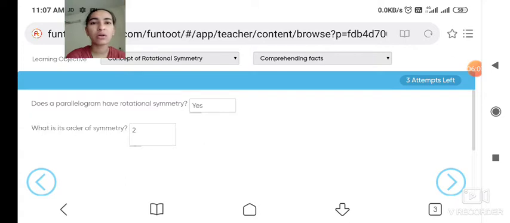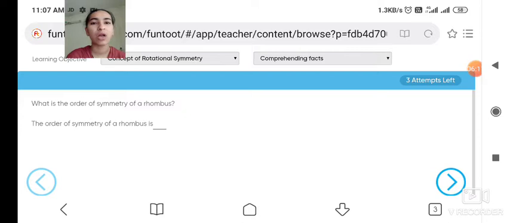And what is its order? Its order will be 2. Okay, now what is the order of symmetry of a rhombus? First, draw the rhombus. This is for you. Pause the video, draw the rhombus.